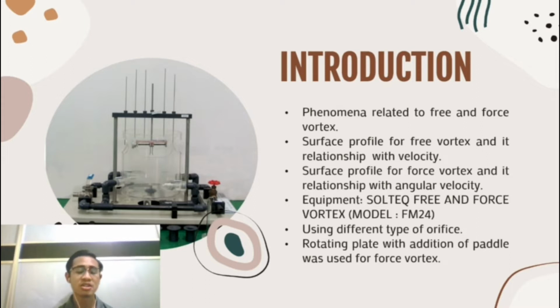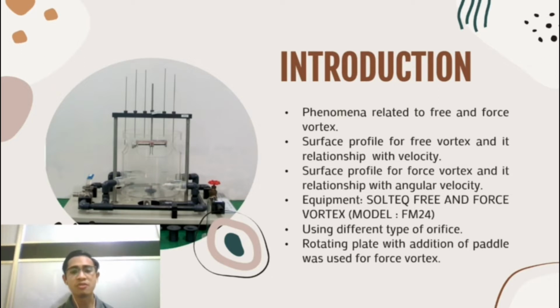The last objective was to study the surface profile of a forced vortex and the relationship with angular velocity. In this experiment, we are using equipment called the Free and Forced Vortex model FM24. This equipment was designed to produce a free and forced vortex, where we use different types of orifice to make a full analysis of the flow rate that flows through the orifice.